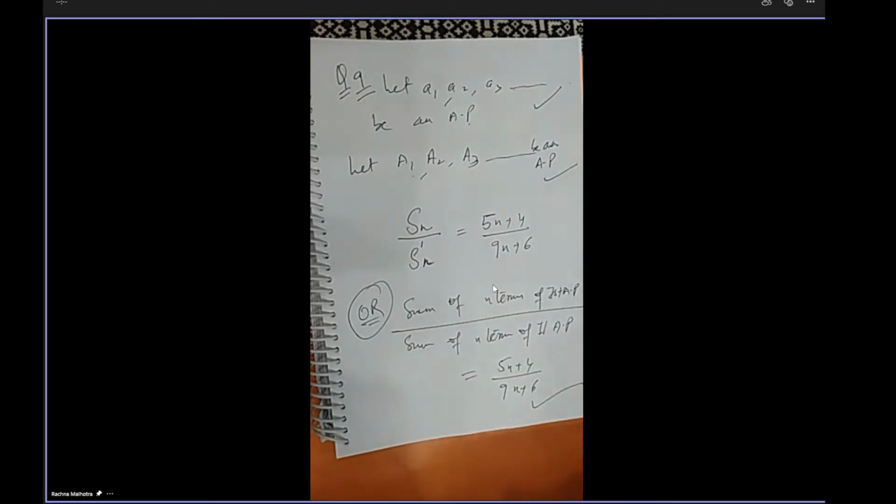Ma'am, n is the same. N is the number of terms, so the number of terms can't be different. Ma'am, can we take capital N for the first one because there are different APs? No, n will remain the same. N is the number of terms. How can the number of terms be different? Suppose in this AP 25 terms are there, and again in this AP 25 terms are there. So can we change these to N?